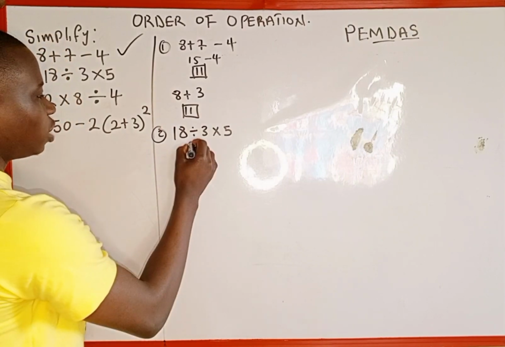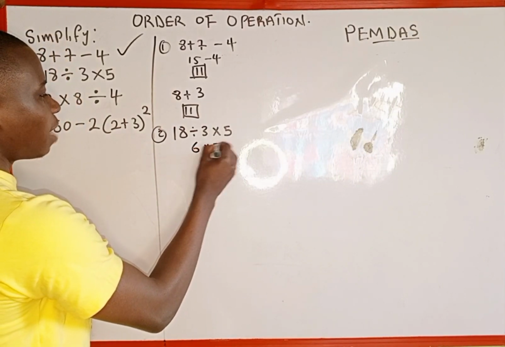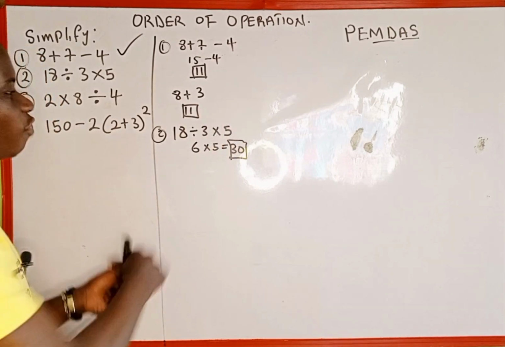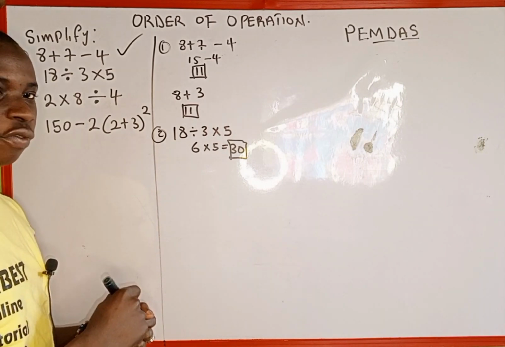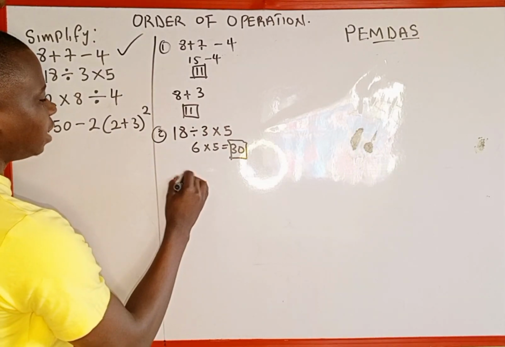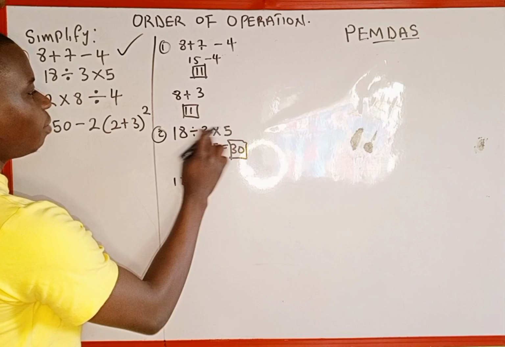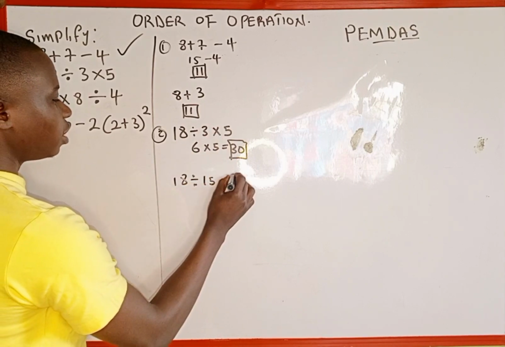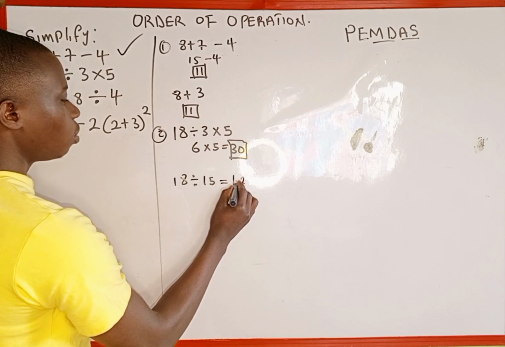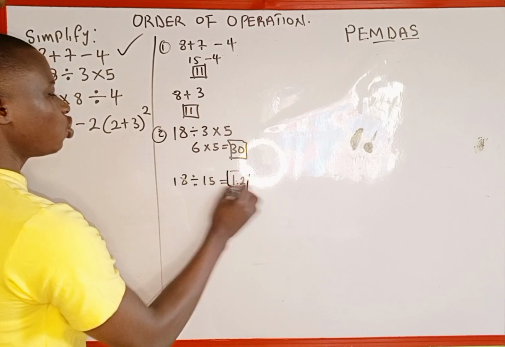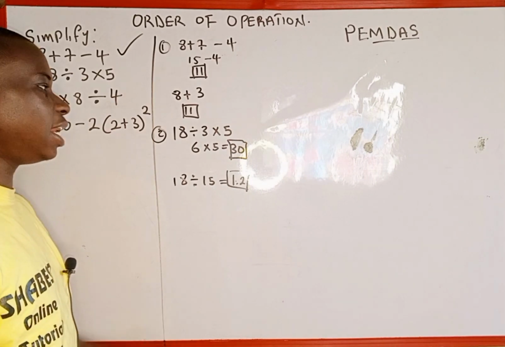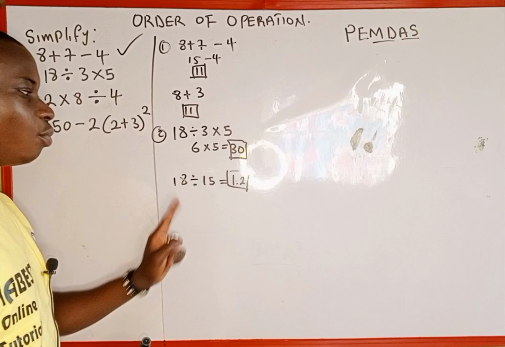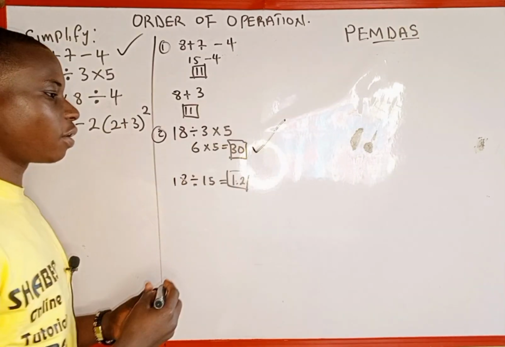Remember, when division comes before multiplication, you must divide first before you multiply. 18 divided by 3 is going to give us 6. Then 6 multiplied by 5 is going to give us 30. Now, let's see whether if we multiply before we divide, it's going to give us the same answer. We have what? 3 multiplied by 5 is going to give us 15. Then 18 divided by 15 is going to give us 1.2. So which one is going to be the correct answer? Remember, we said earlier that if division comes first before multiplication, first divide before you multiply. So 30 is going to be the correct answer.